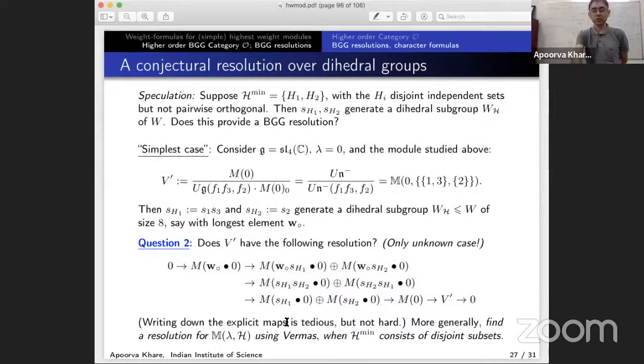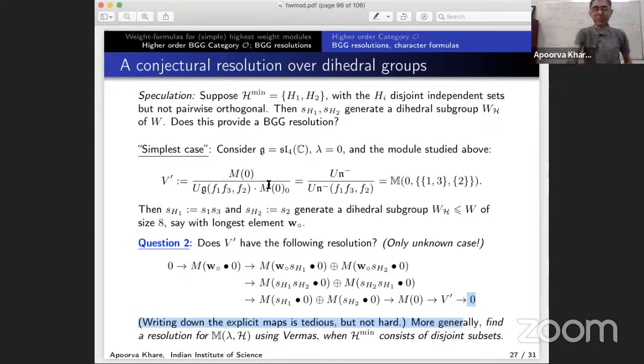More generally, of course, you can have H min consist of k different pairwise disjoint subsets. Some of them may be pairwise orthogonal, not all of them need to be. Can one write down the resolution using Verma modules? Now, when all these disjoint subsets have size 1, the answer is of course yes. That is the usual resolution of a parabolic Verma module by usual Verma modules. Because when all of them have size 1, then M lambda H is a parabolic Verma. It's a first order module. And those are well known to be resolved. So certainly sanity checks hold.